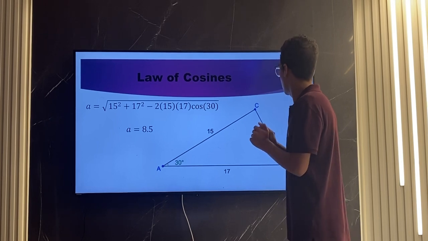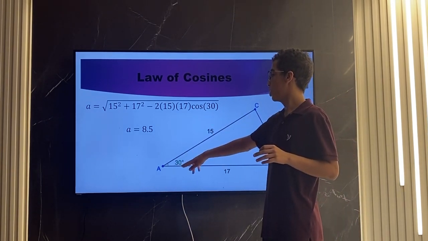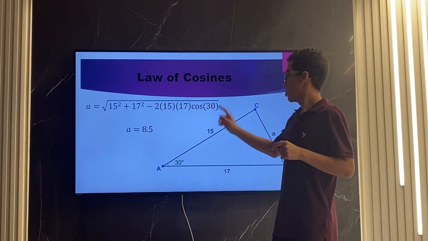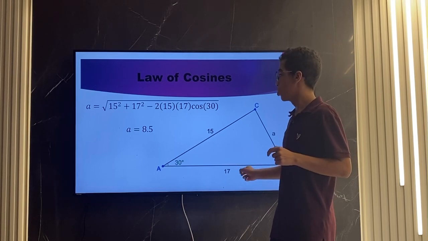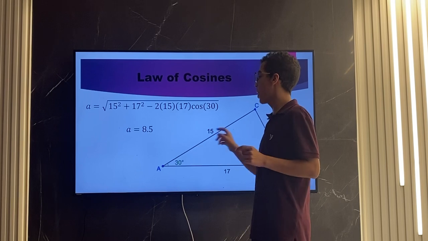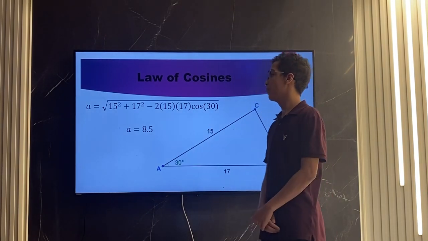So here we need to find this missing side, and we have 2 sides and the angle between them. So we'll do the square root of this side power 2 plus this side power 2 minus 2 multiplied by this side multiplied by this side cosine the angle here, the angle opposite to the missing side. So the answer will be 8.5.